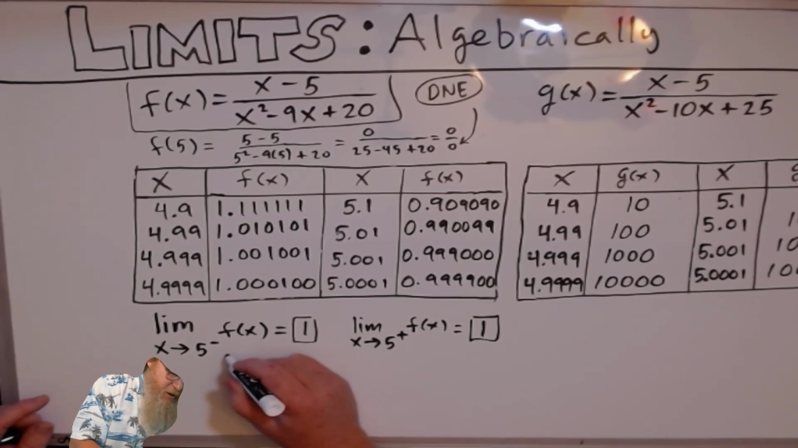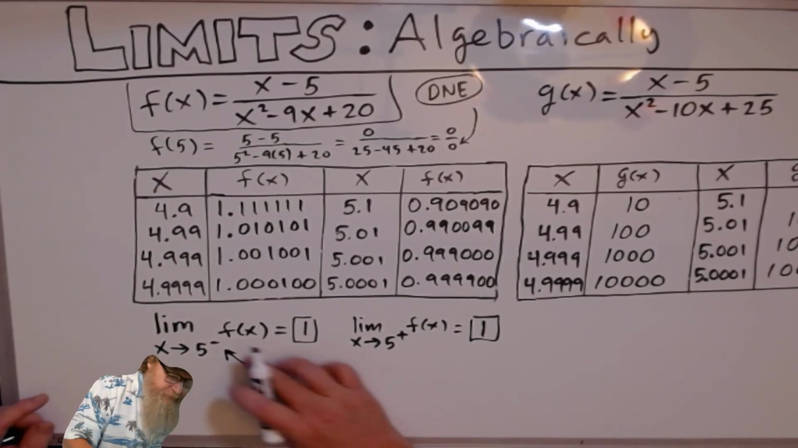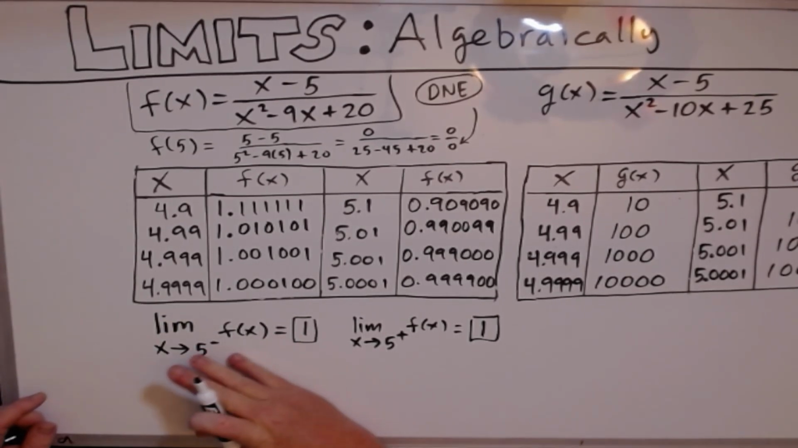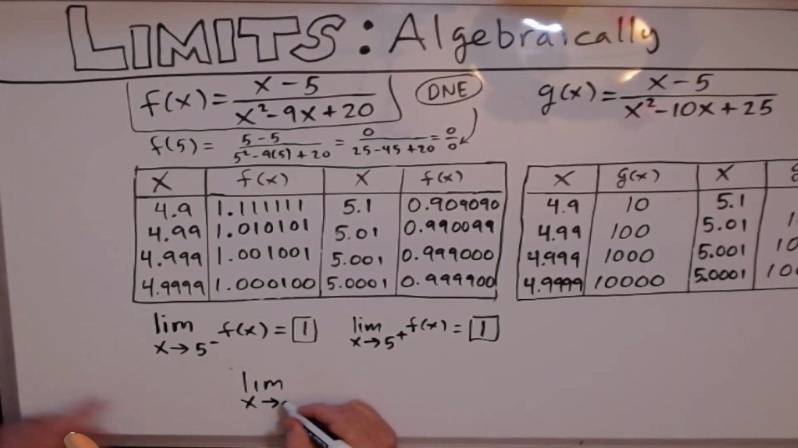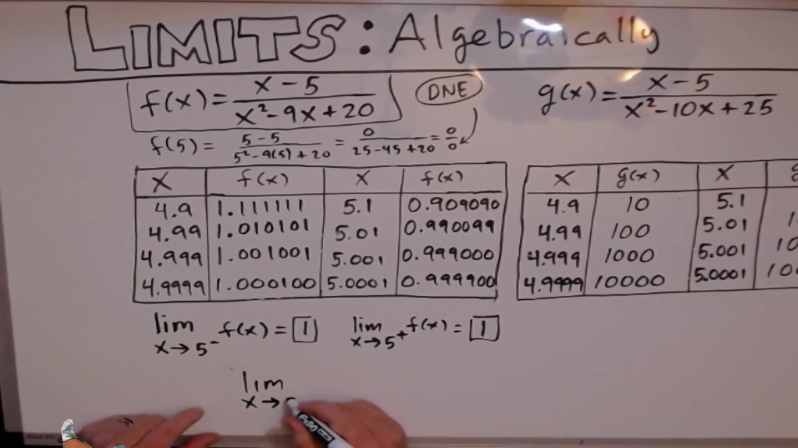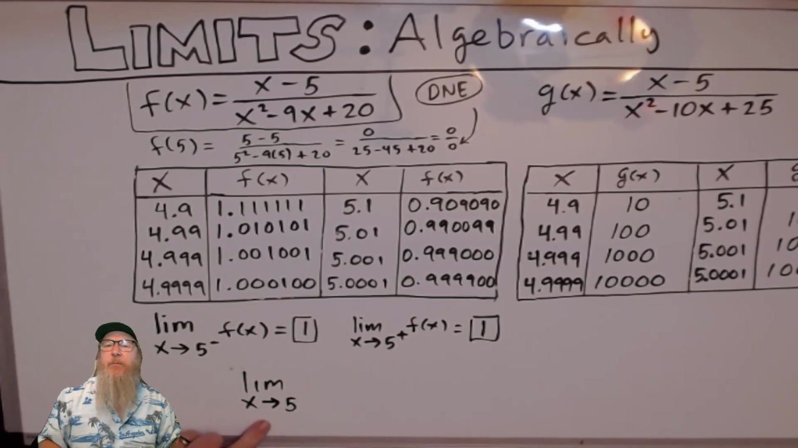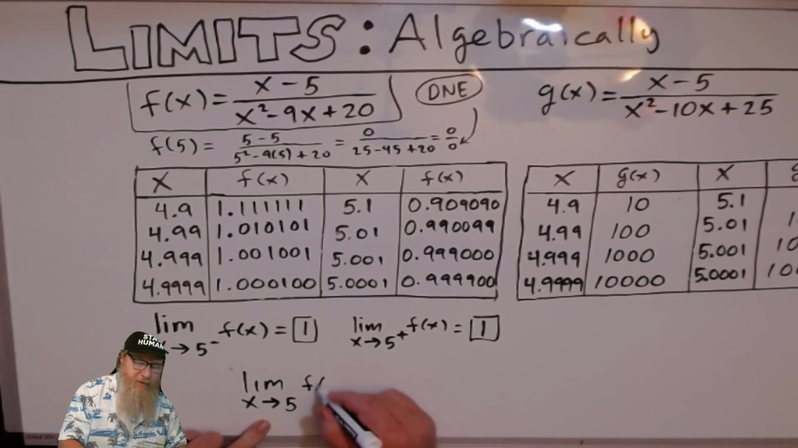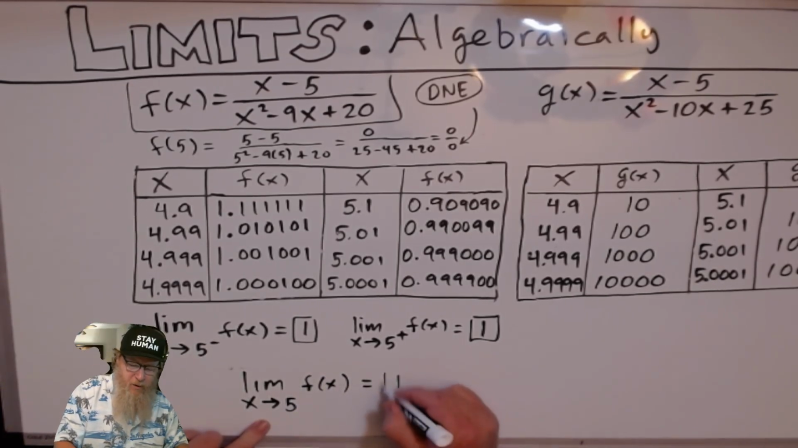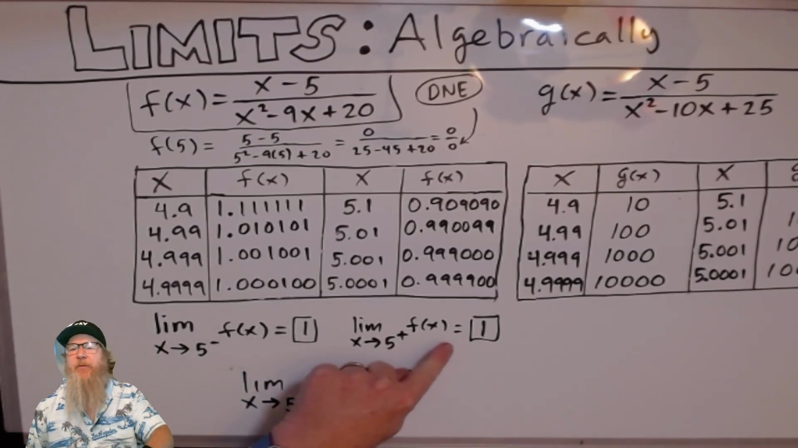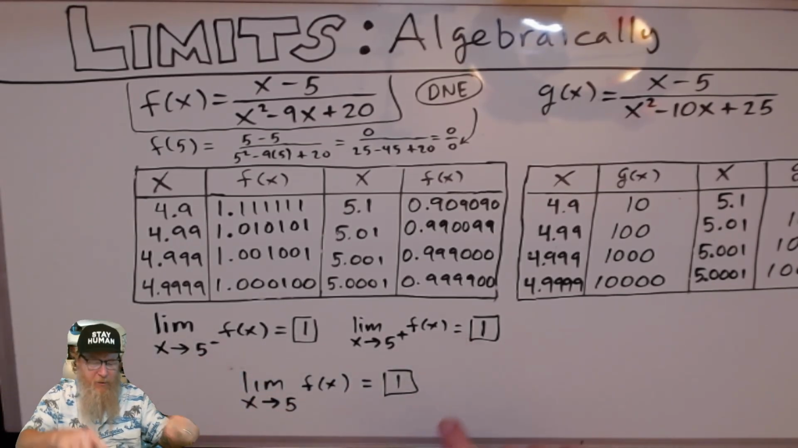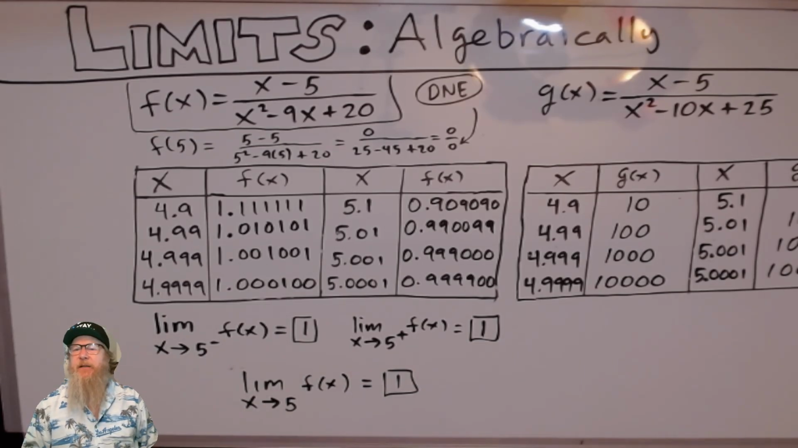Because these agree with each other, I'm not going to draw any more arrows. I'm just going to draw it right here. We can now remove the plus and the minus sign and just say the limit as x approaches 5 of f of x is in fact 1. The limit from the left equals the limit from the right, and since those are equal, the limit exists and it is equal to 1.